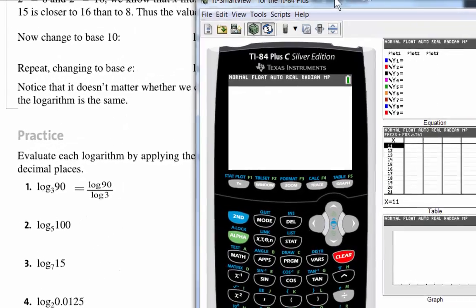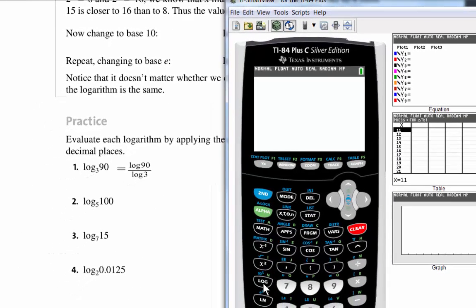Or in our calculator, that's going to look something like this. Here's the log key. And I'll write 90, like log base 10 of 90. Remember, if there's no subscript beneath the log, we assume it's in base 10. Divided by log base 10 of 3, and I press enter. And there's my answer. And just for the record, if I were to write natural log 90 divided by natural log 3, we still get the same answer.